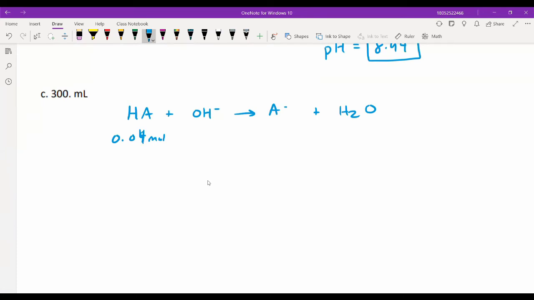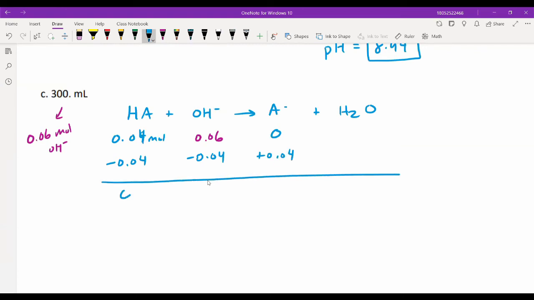So what happens with the 0.3 liters is that this is now 0.06 moles of OH. You can verify that, but that's just an easy molarity calculation. This is going to be 0. And so what happens now is that we use up the weak acid, right? We've gone past the equivalent moles needed. We've added more moles of hydroxide, dropped more base.